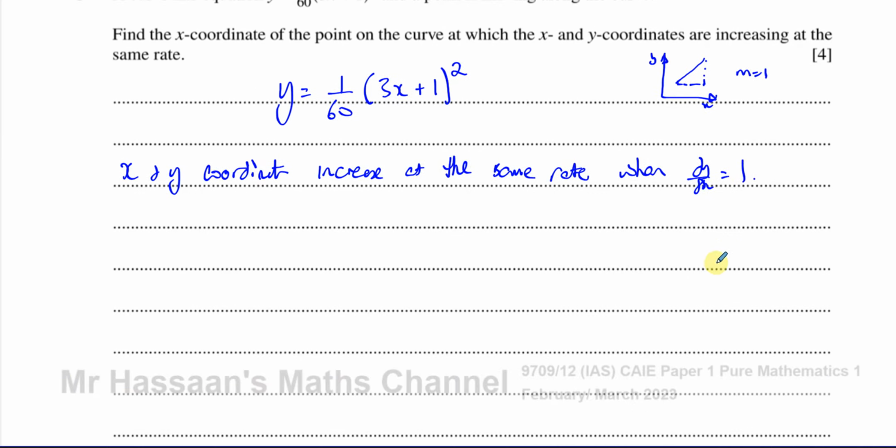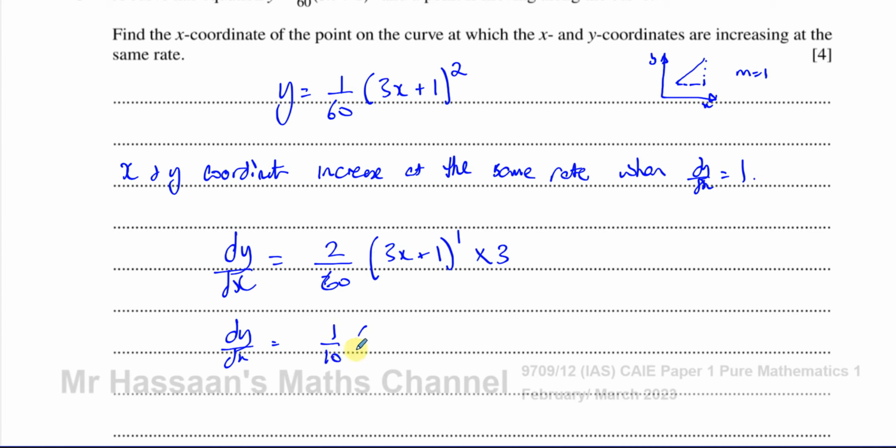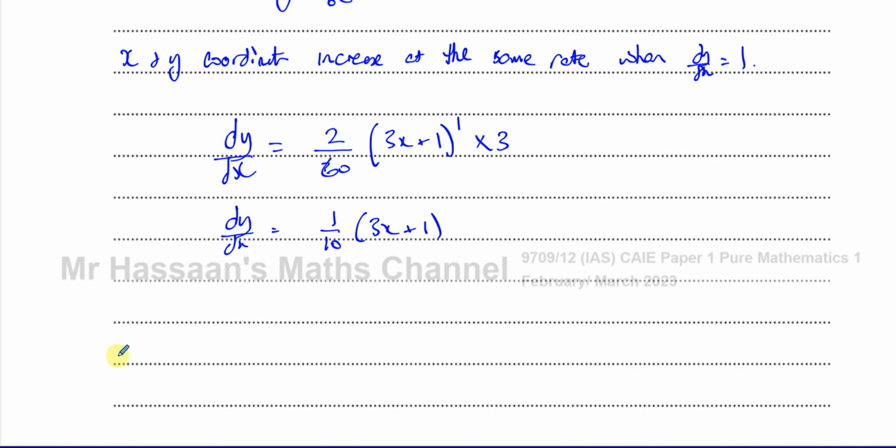Okay, so in that case, if you want to find dy/dx, we've got to use the chain rule. So you multiply by the power, so you have 2 over 60 times (3x plus 1) to the power of 1, but then you multiply by the 3, the differential of what was inside the function, using the chain rule. So dy/dx will therefore give us 6 over 60, which is 1 over 10, times (3x plus 1). So that's the gradient function, and we want to find the value of x when dy/dx equals 1. So you have 1 over 10 times (3x plus 1) equals 1.